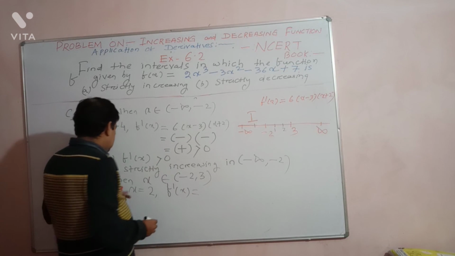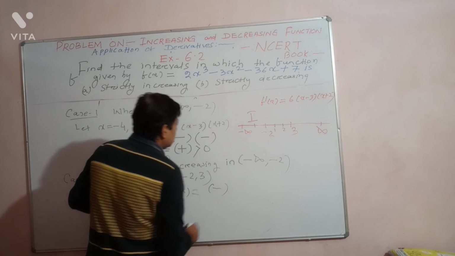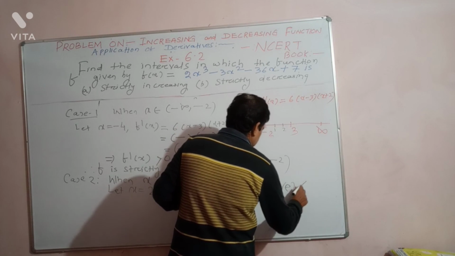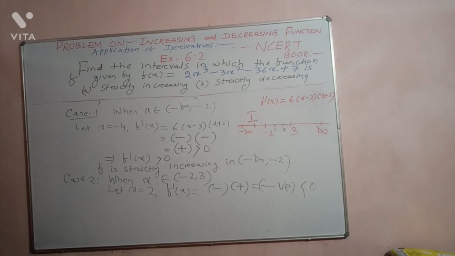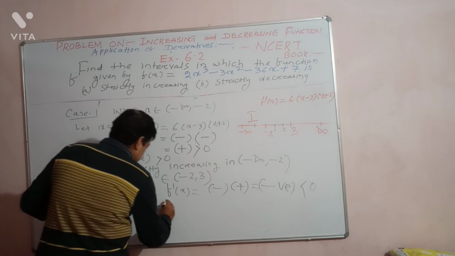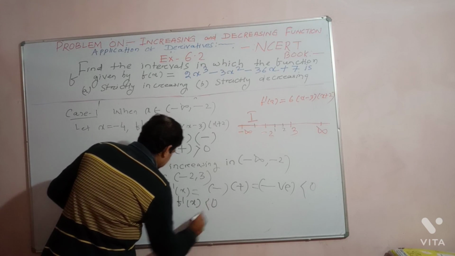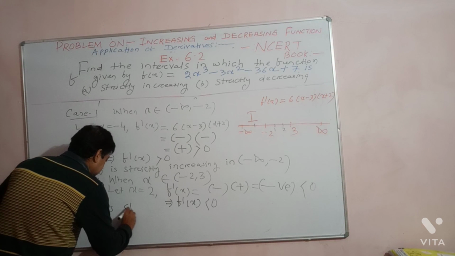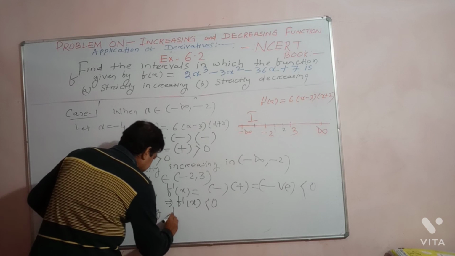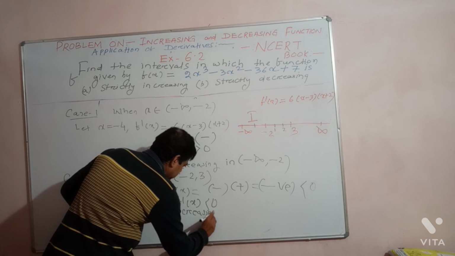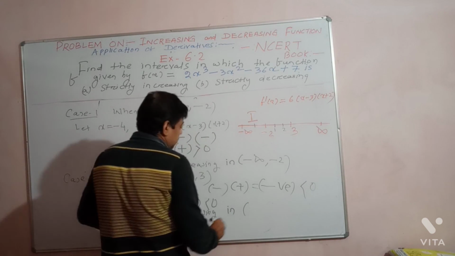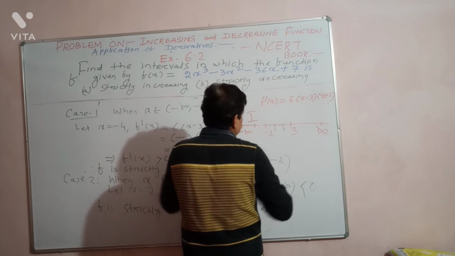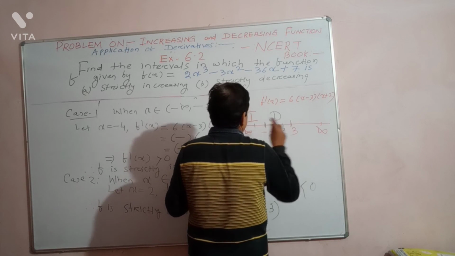If you put x is equal to 2, then 2 minus 3 will be negative, and 2 plus 2 will be positive, so the result will be negative. It means f dash x is less than 0. Hence, since the derivative of the function is less than 0, f is strictly decreasing according to definition, in the interval minus 2 to 3. Is it clear? So the function is strictly decreasing in this region.